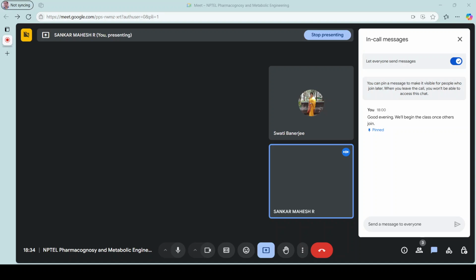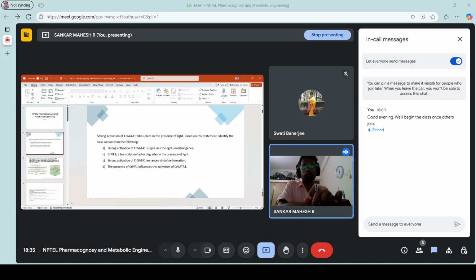Right. So the first question that we are looking at for this week is: strong activation of CrGATA1 takes place in the presence of light. Based on this statement, identify the false option from the following. Four options are given here. Strong activation of CrGATA1 suppresses the light sensitive genes. CrPIF1, a transcription factor, degrades in the presence of light. Strong activation of CrGATA1 enhances windorphine formation. And the fourth option is the presence of CrPIF1 influences the activation of CrGATA1. You can take a couple of minutes and think through this question and then unmute.